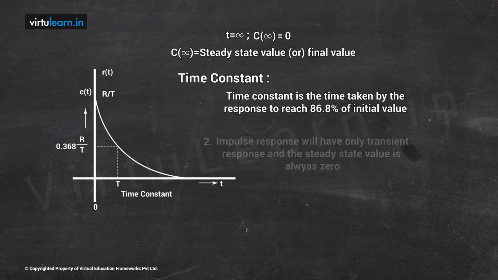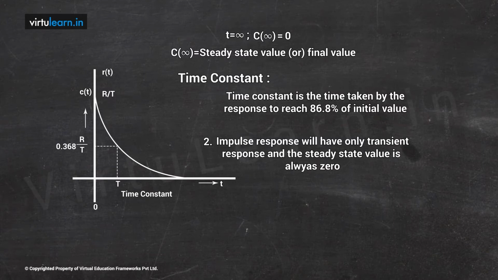Now if you observe closely the impulse response of the system, it is going to 0 as t tends to infinity. So the impulse response will have only transient response. There is no steady state value or steady state response.